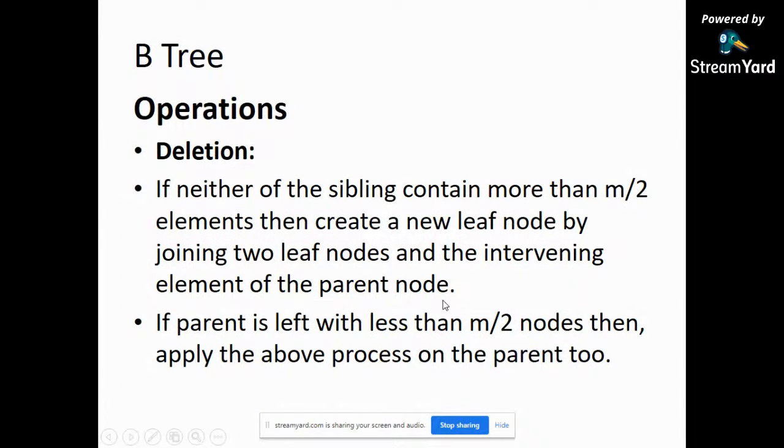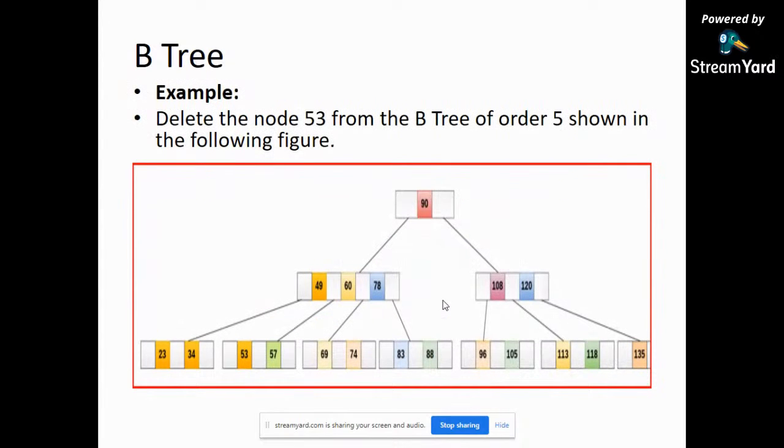If neither of the siblings contains more than m by 2 elements, then create a new leaf node by joining two leaf nodes and the intervening element of the parent node. If neither the left child nor the right child has more than m by 2 elements, then we have to join these two nodes, and the largest element among them we have to push to the parent. If the parent is left with less than m by 2 nodes, then apply the above process on the parent too. In this way, recursively, we have to repeat the process up to the root.